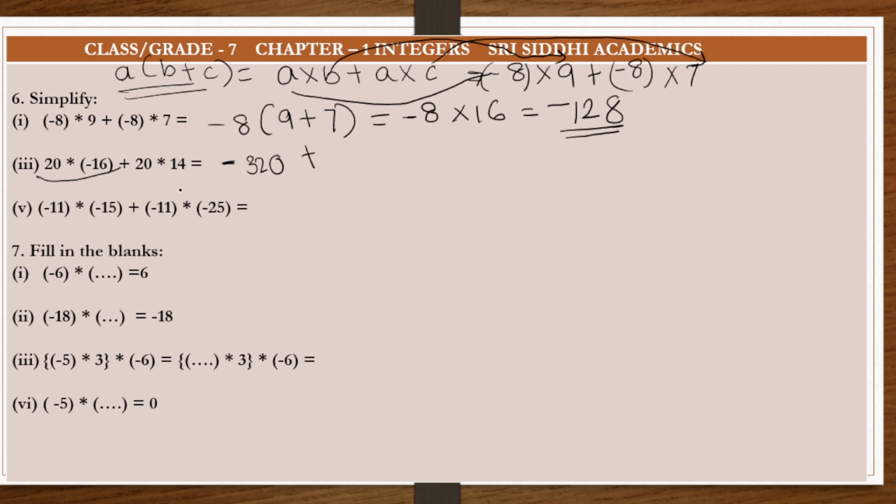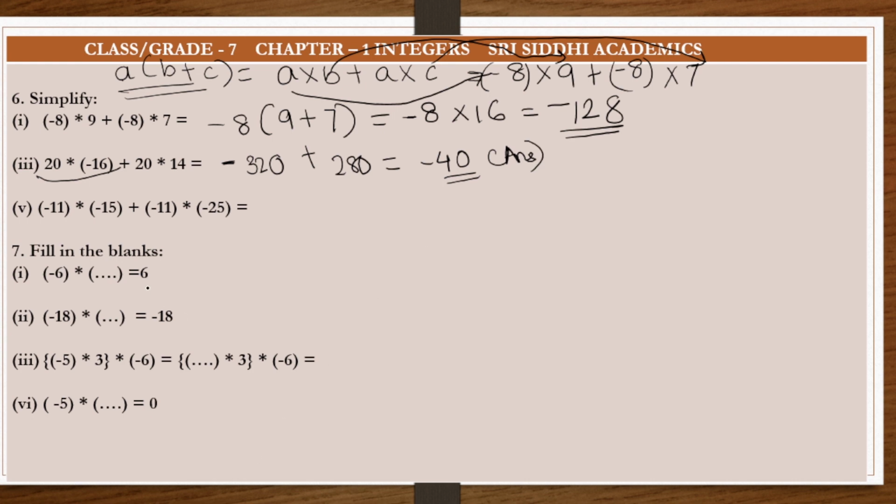Now let's do this side. Here it will be 20 into 14. That will be 280. Now minus 320 plus 280. If you do this, it will be minus 40 in the answer, right? So this is question number 6, bit 3.